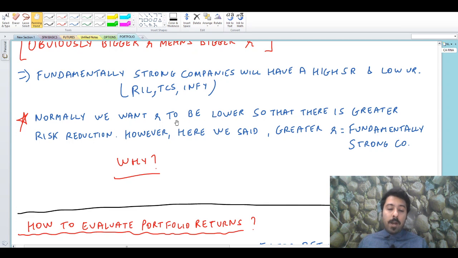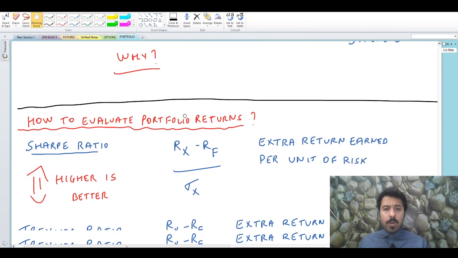R in the portfolio was between individual stocks, stock A versus stock B. Here we are talking in terms of stock A versus the market. That is why greater R will mean a fundamentally strong company. Okay, this is how you need to understand things.